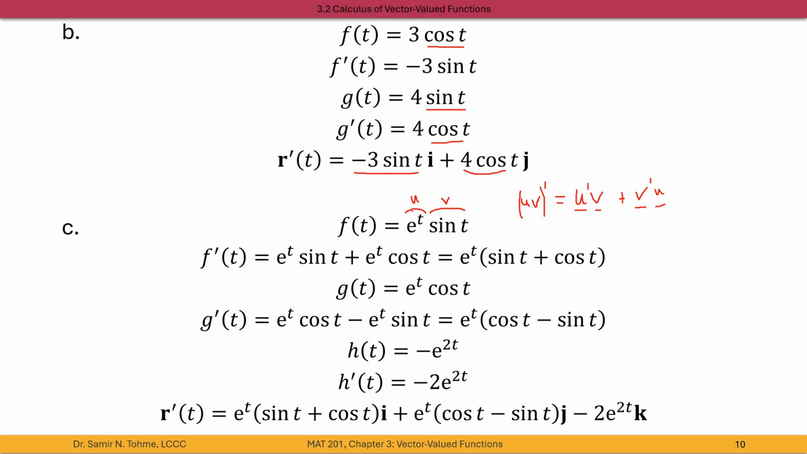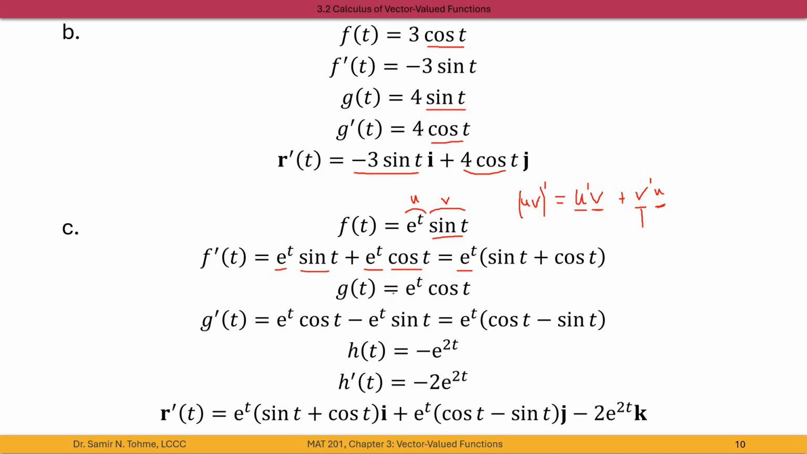Let's apply this formula. We start with the derivative of u. The derivative of e^t is e to the power of t times v. We don't do anything for v, we just write it, it is sine t, plus, now let's do this one. We do the derivative of v. The derivative of sine t is cosine t times u. U is, in this case, we don't do anything for u, just write it again. It is e to the power of t. We can factor out e^t, take it common, and we will have sine t plus cosine t.